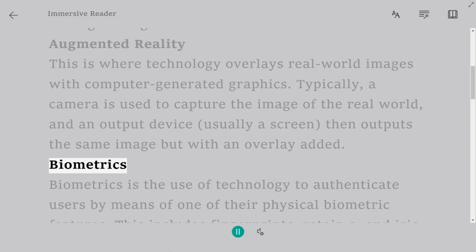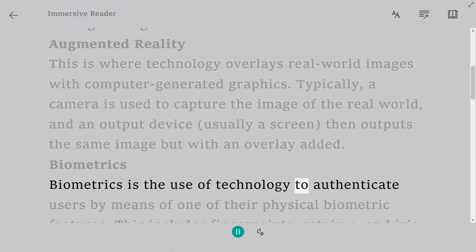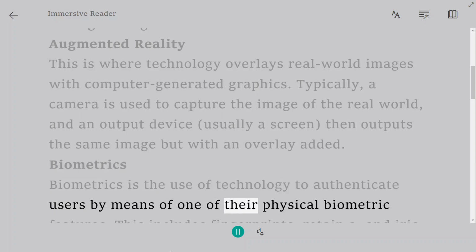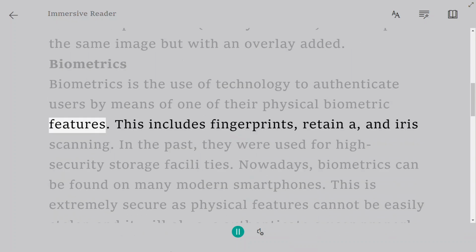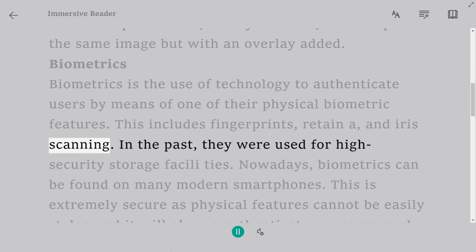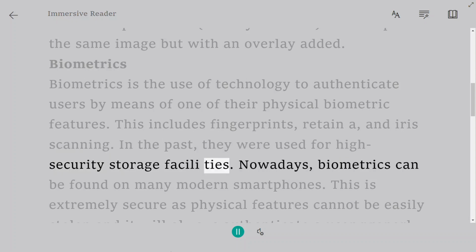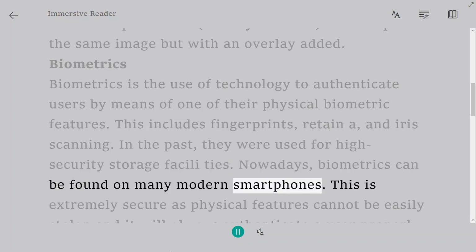Biometrics. Biometrics is the use of technology to authenticate users by means of one of their physical biometric features. This includes fingerprints, retina, and iris scanning. In the past, they were used for high-security storage facilities. Nowadays, biometrics can be found on many modern smartphones.